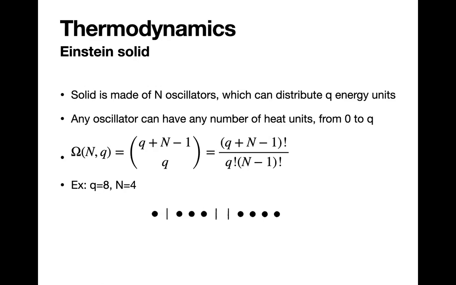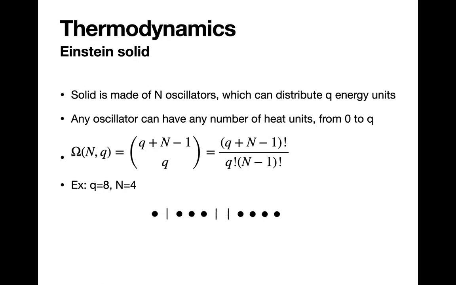So if I wanted to say, well, what's the multiplicity, right? The number of different ways to arrange that with n different oscillators and q amounts of heat energy. It's given by, okay, so our total things that we have to pick from is now actually q plus n minus 1. Now that seems a little bit odd, where would we pick that out of?